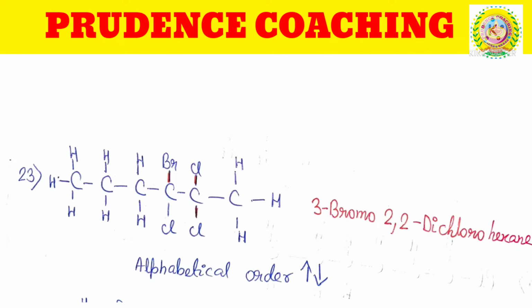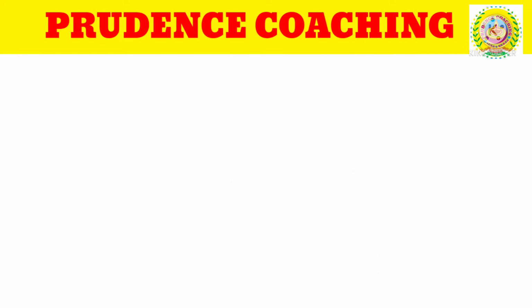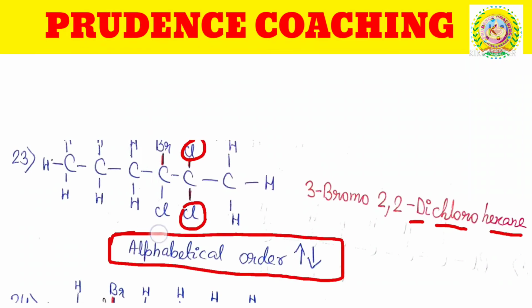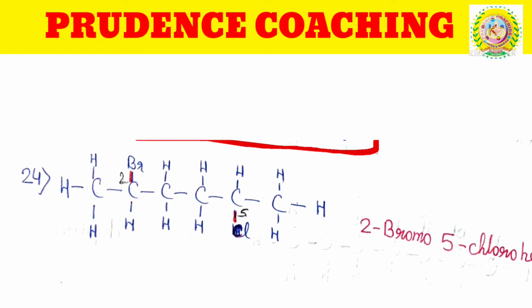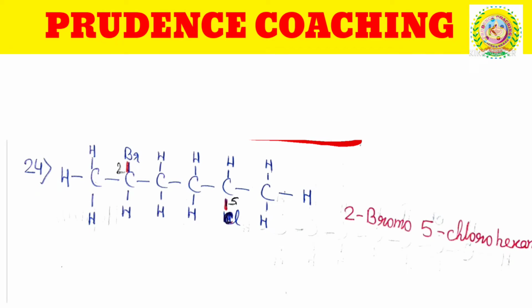So here, as you can see, we will write 3-bromo, and in the second position we have chlorine. So we will write 2,2-dichloro, as 2 chlorines are there, so dichlorohexane. So you need to give preference to alphabetical order while writing the names of the compounds. So here, as you can see, we will be starting with number 24 now.